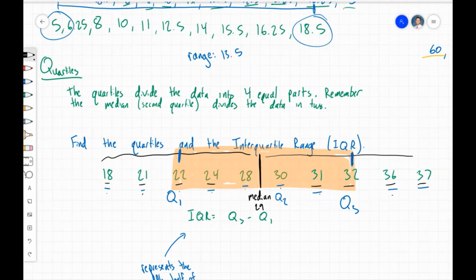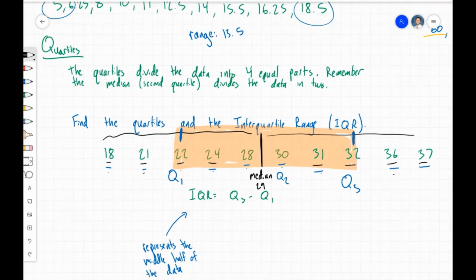data points. Now our interquartile range, our IQR, shows us that middle half of our data. So it shows us this middle 6 points. And the range between those two is simply Q3 minus Q1. So 32 minus 22. So we get an IQR, an interquartile range, of 10.